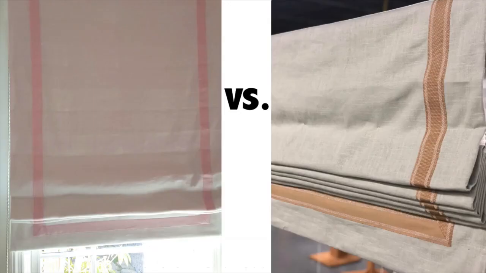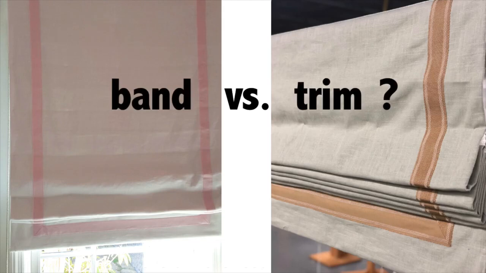Take a look at these custom shade styles. While both of them have a contrast U-shape applied around the edges, the shade on the left has a U-shaped band, while the shade on the right has U-shaped trim. But what's the difference between banding and trim?